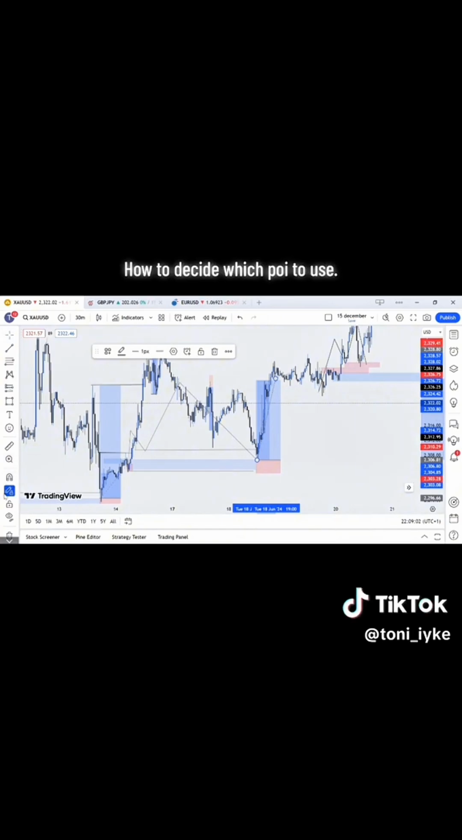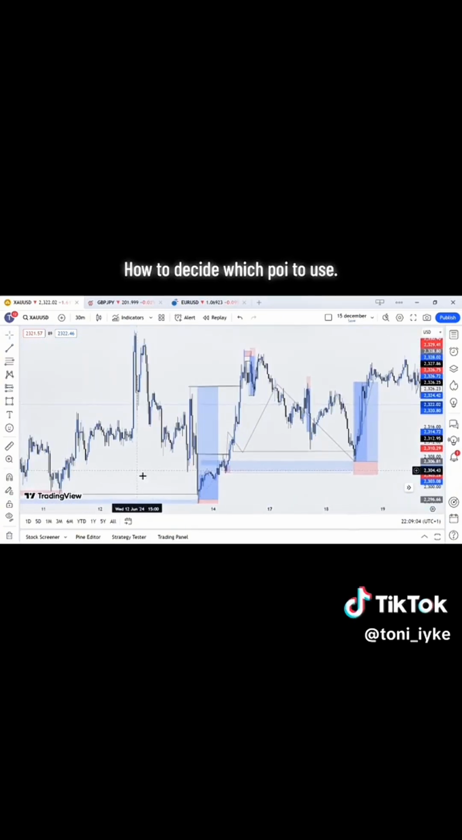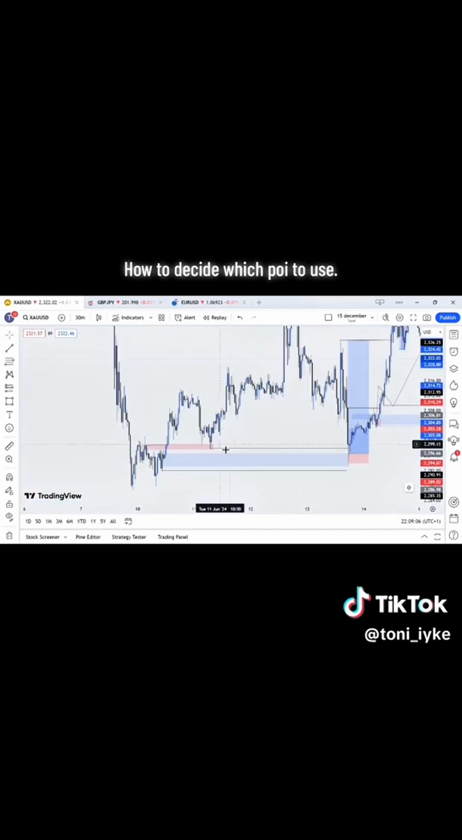But in a case like this here, this is a breaker here, and this is another block below it here. And when price broke out from this structure, this is what price did. It broke out from the structure, made this pullback, and mitigated this breaker block. So this breaker block has been mitigated. And you know that this strategy says you have to pick a point of interest that's yet to be mitigated.